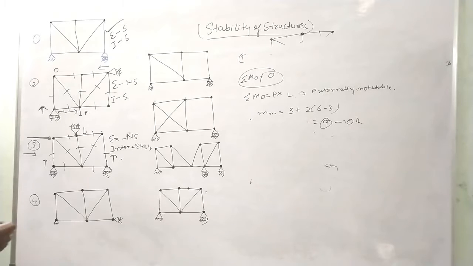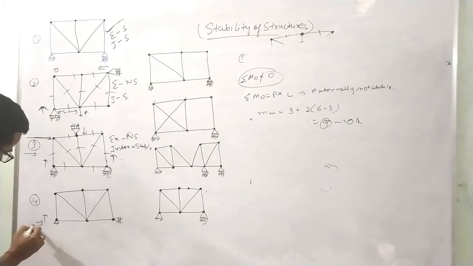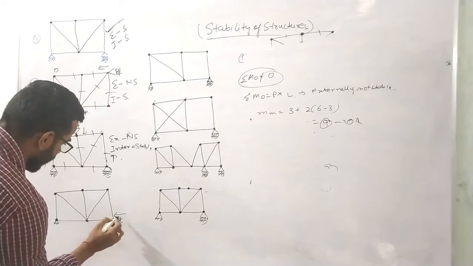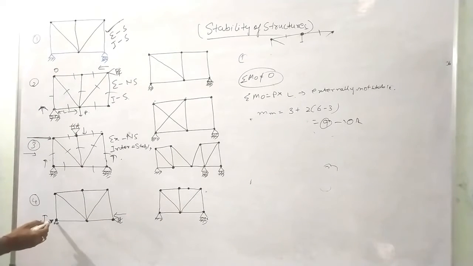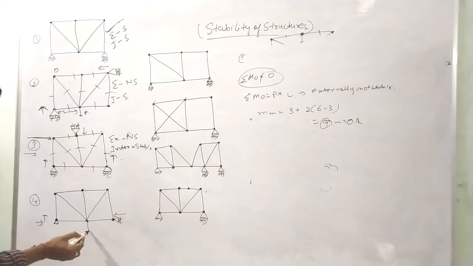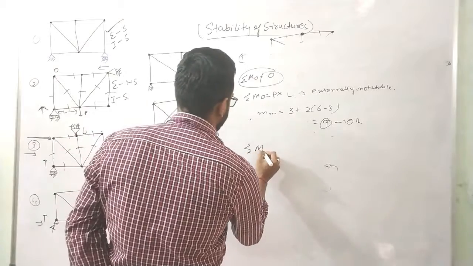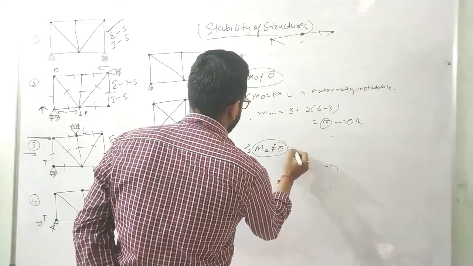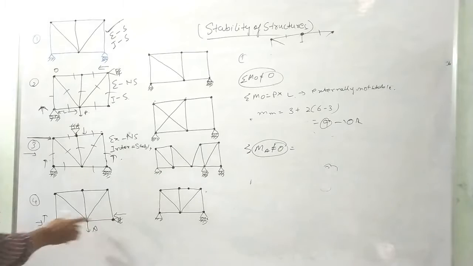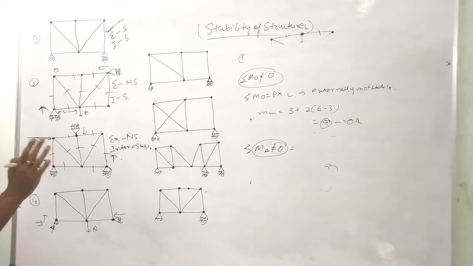Let's come to problem number 4. Problem number 4 shows that here we are getting two reactions and here only one reaction. Again, suppose this is our load and I calculate the moment about point A, summation MA is not equal to 0, because these are concurrent forces passing through the same point. So P into L is the net moment at A, which should not be the condition for equilibrium, summation M equals 0.